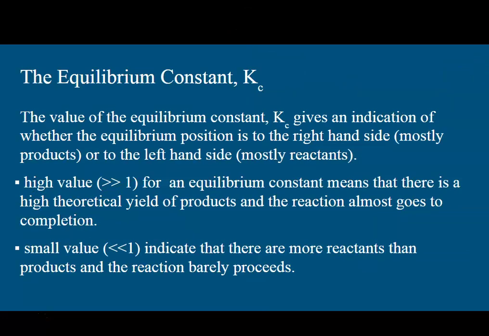Okay, so here's the important bit that's beyond GCSE now. Something called the equilibrium constant. The equilibrium constant gives us a measure of whether we've got more reactants or more products. A high value means that we've got more products. A low value means that we have more reactants.